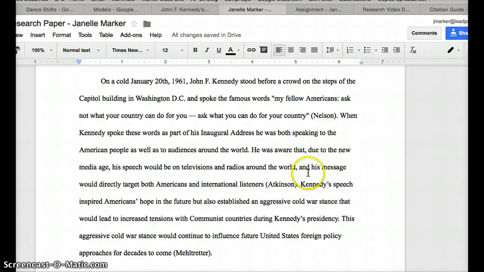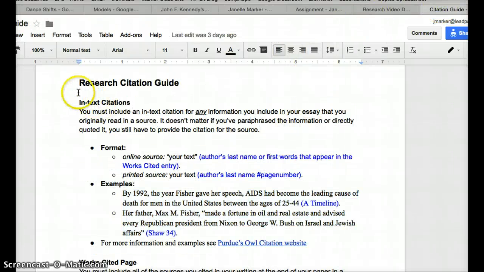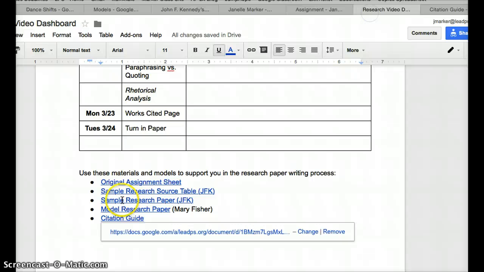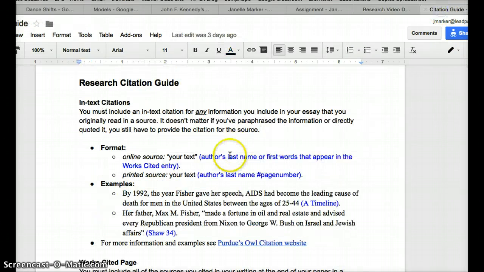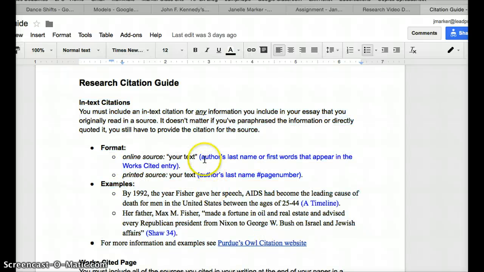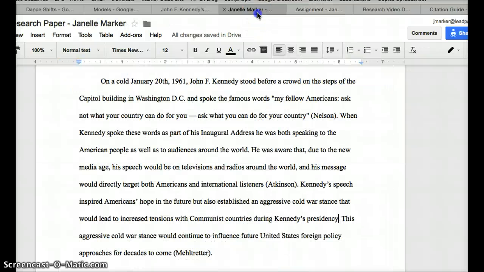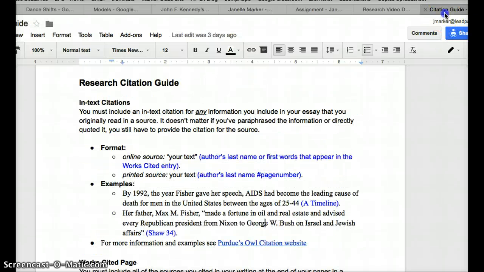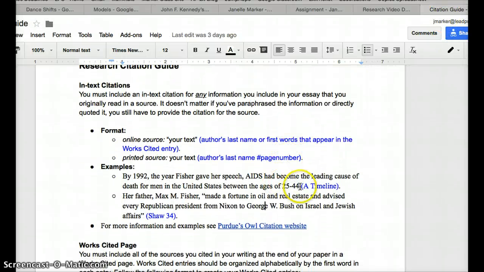A couple other tips about in-text citations. If you get stuck, as I said earlier, there's this research citation guide linked at the bottom of the video dashboard. It has all this information about in-text citations. Tells you for all my demos that I just did here, all my sources for this intro paragraph were actually websites with authors who gave their last name. A lot of those websites you might find don't actually have authors that you can find.